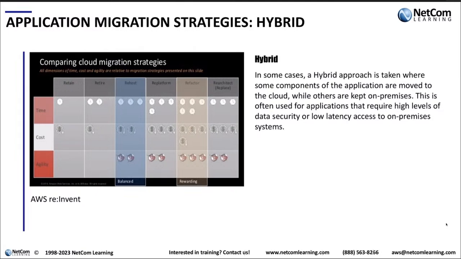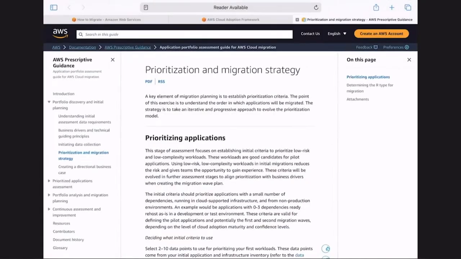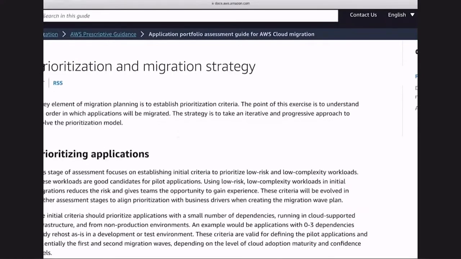Now, it's fine and dandy to know about these seven steps, but how do you actually make these decisions? Well, AWS has a very nice site and a flowchart. So let me show you. On the left, I've shown you the flowchart. It's kind of small, so let me get to the site that we have here. So here is a website. It's called the Prioritization and Migration Strategy website.